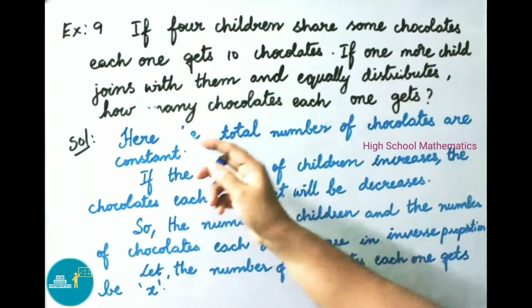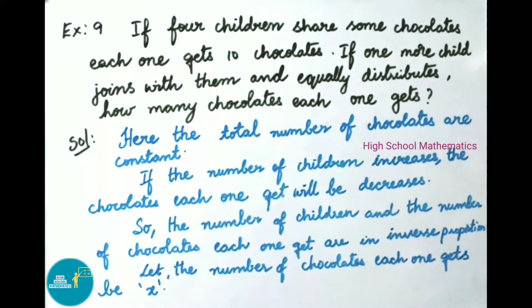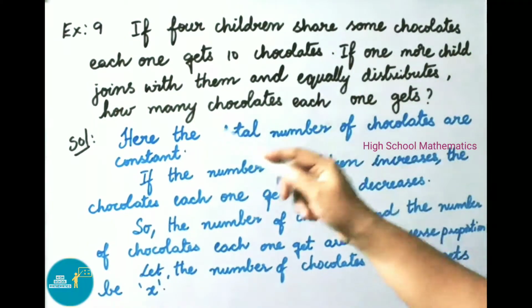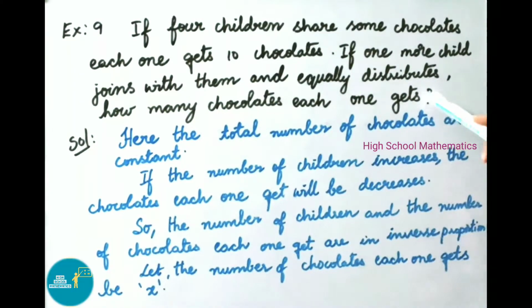See now example 9. If 4 children share some chocolates, each one gets 10 chocolates. If one more child joins with them and equally distributes, how many chocolates does each one get? Now let us see the solution.